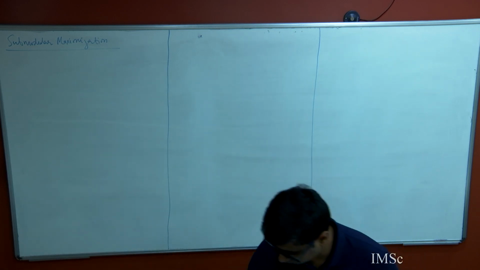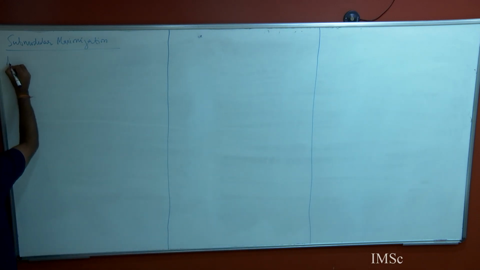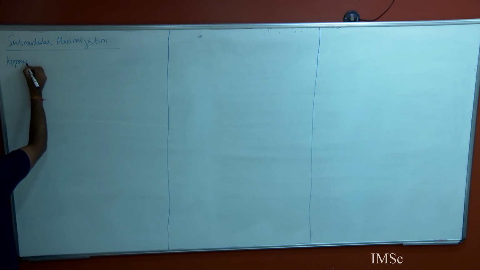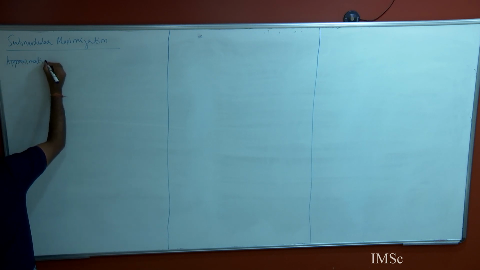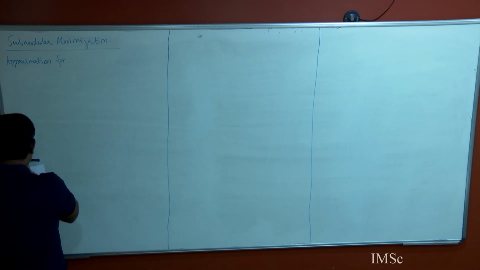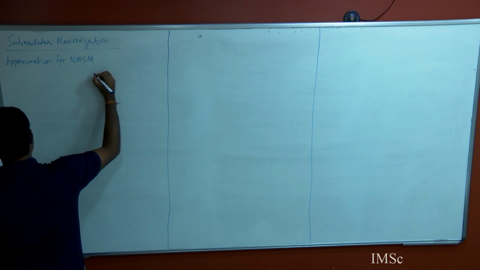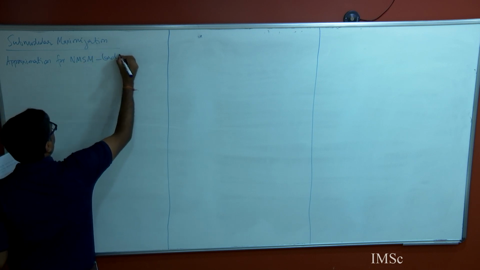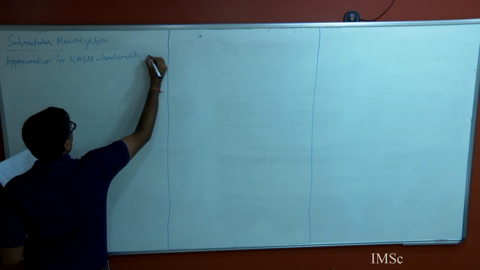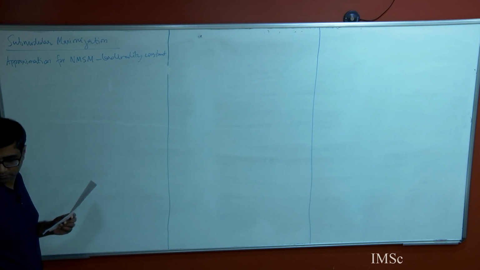Let's see. We'll try to get an approximation for non-monotone submodular maximization, okay, and that also with the cardinality constraint. And we are doing the streaming setting.